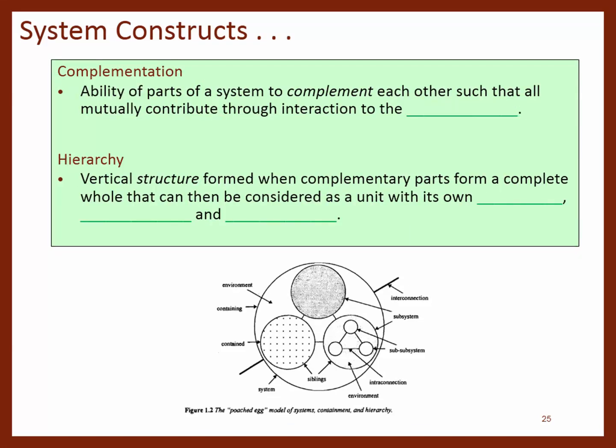Complementation is the ability of parts of a system to complement each other such that all mutually contribute through the interaction of the whole system. It's very straightforward. Hierarchy is related to the architecture again. The vertical structure formed when complementary parts form a complete whole that can be considered as a unit with its own properties, capabilities, and behaviors.